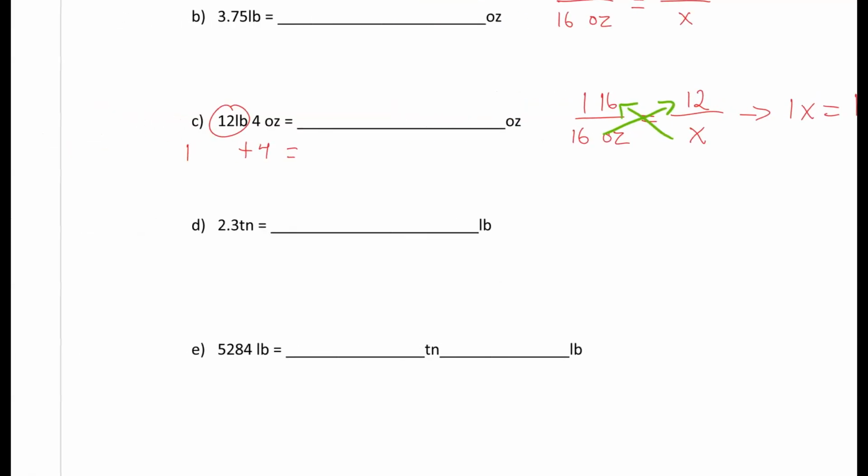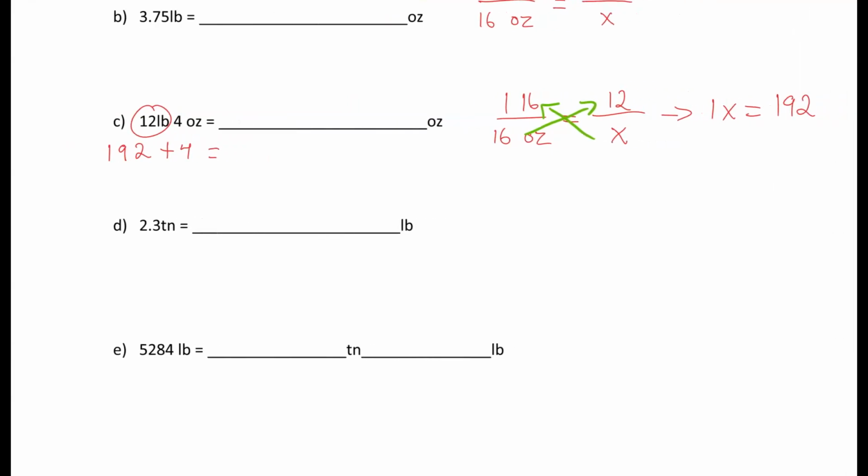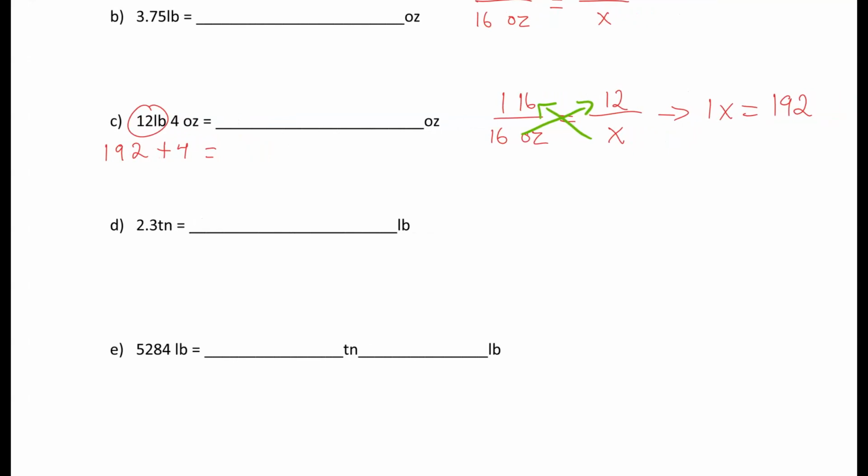So we have to do 192 plus 4, which will get us 196 ounces in total. So our 12 pounds, 4 ounces is 196 ounces in total.